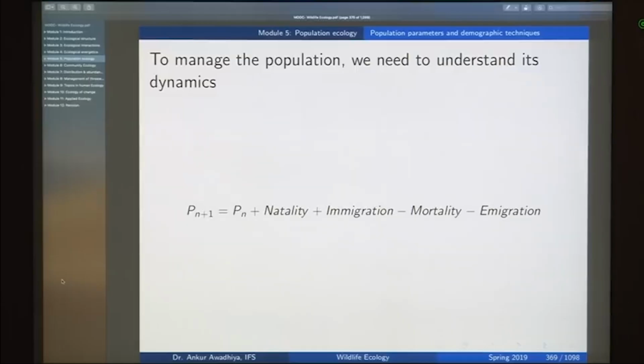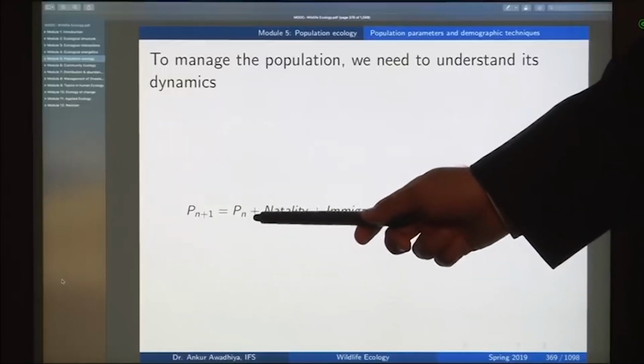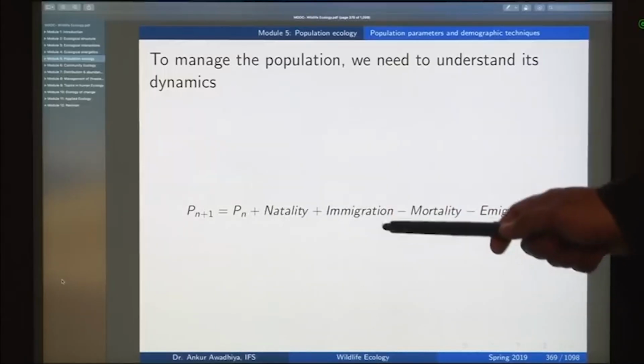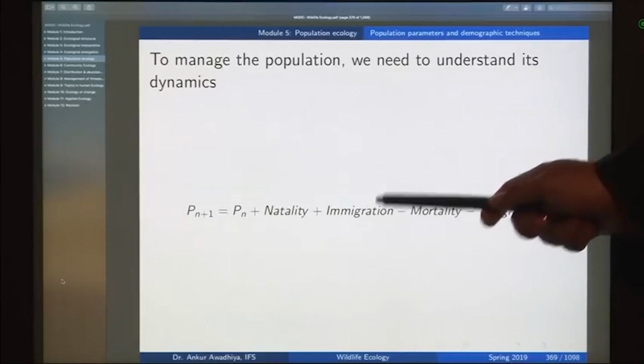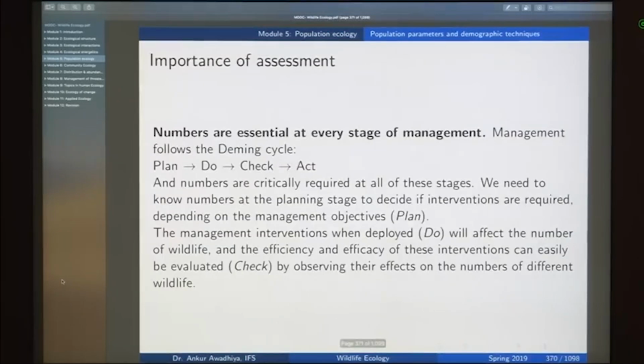And this is the equation which is very important here. The population in the n plus 1th generation is equal to the population in the nth generation plus the number of births plus animals that are coming in from outside minus the number of deaths minus the number of animals that are going out of this population to become a part of some other population.